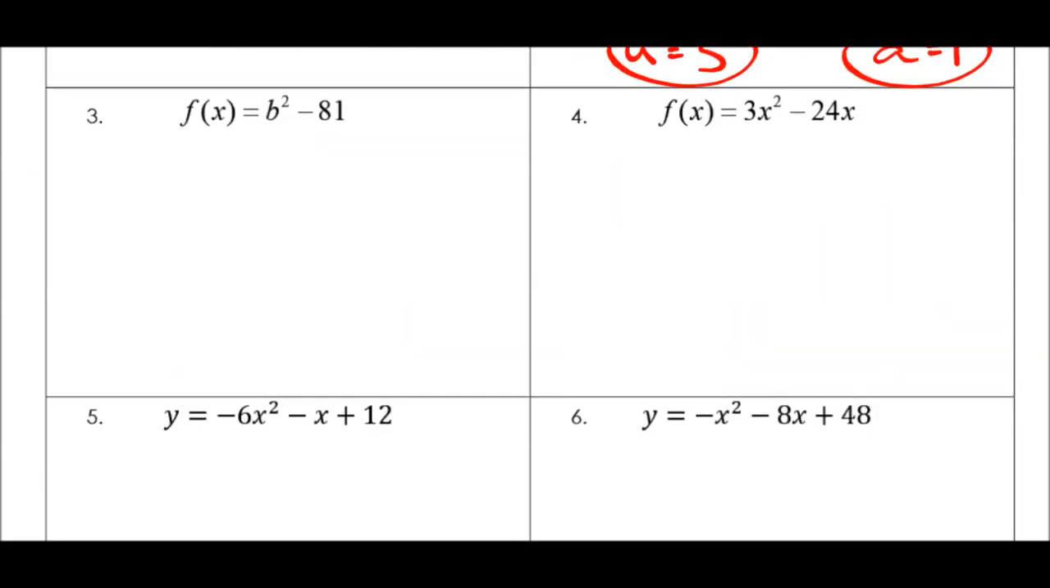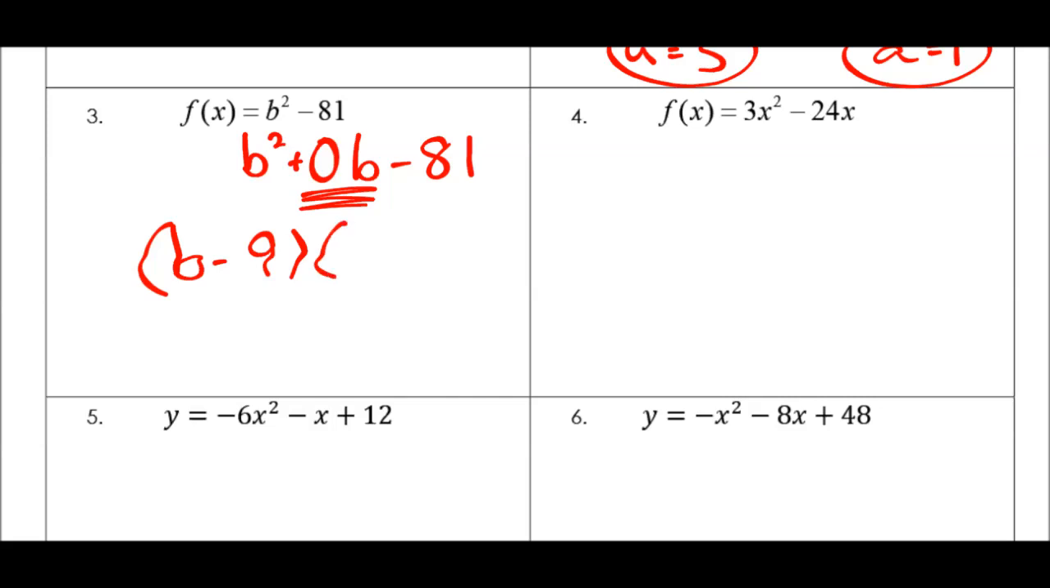All right, number 3, I'm going to try to factor that here. I can rewrite this as b squared plus 0b minus 81. So I'm looking for something that's going to multiply to be negative 81 and add up to 0. They have to be two opposite numbers. If they're adding up to 0, they have to be opposites of each other. So that's going to be b minus 9 and b plus 9.